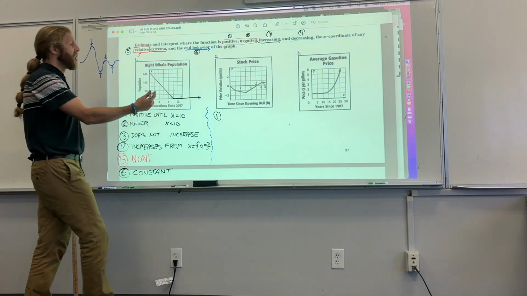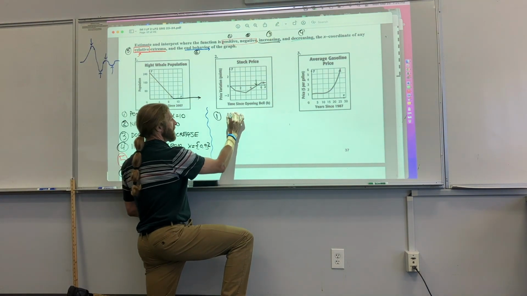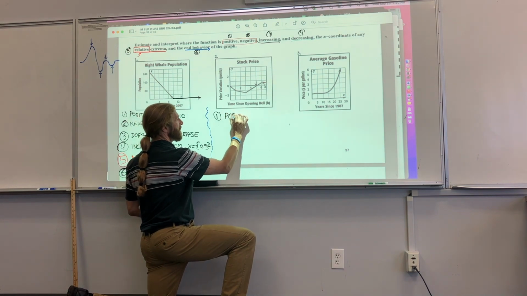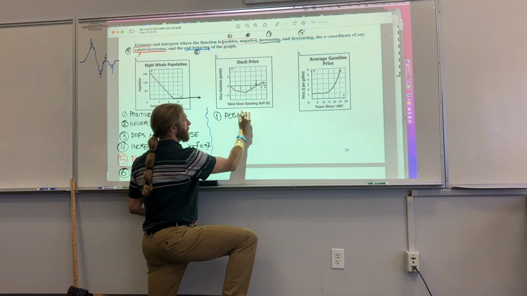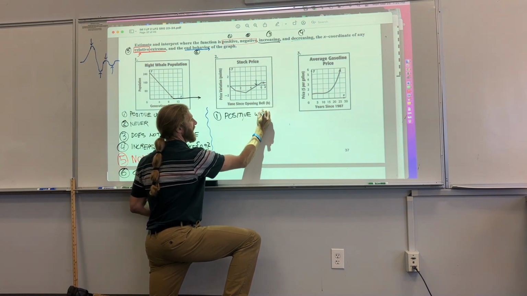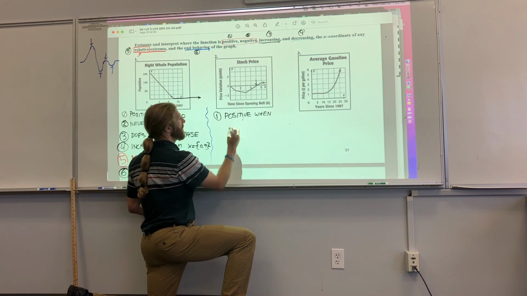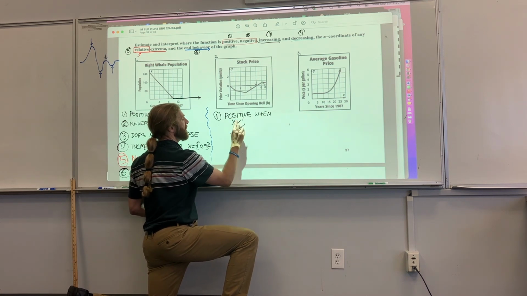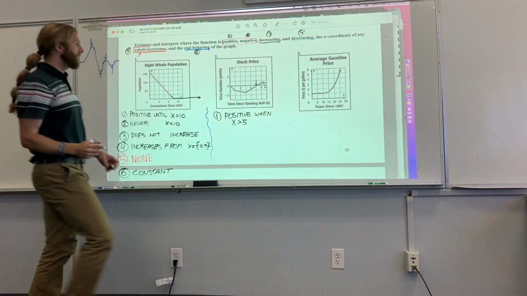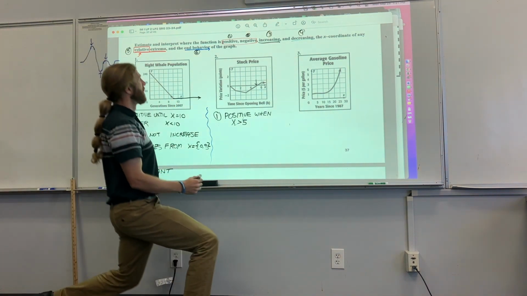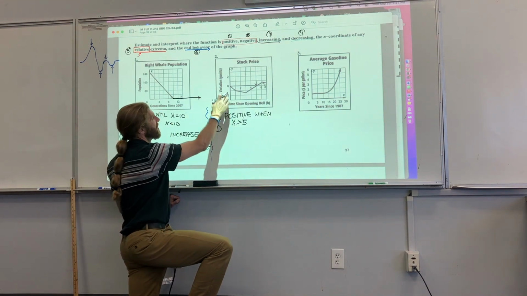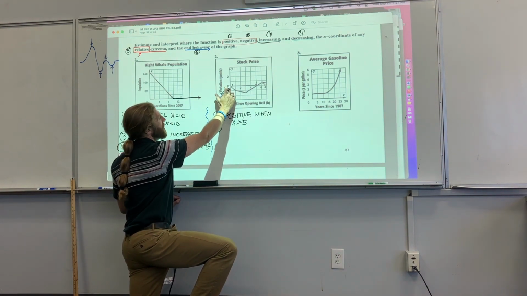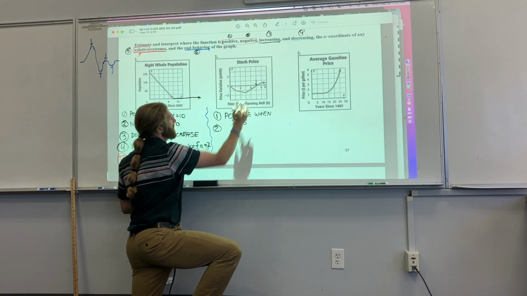So from 5 and on, I'm positive. So positive when x is greater than 5. Whereas in negative, it starts going negative right away at 0 until 5.